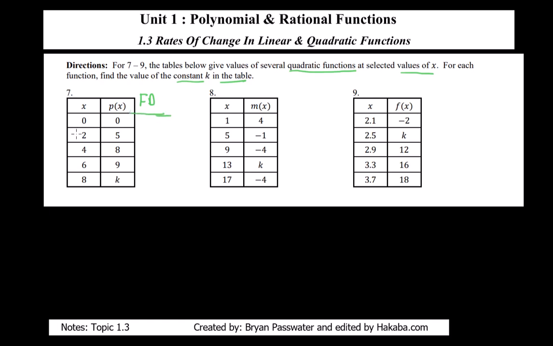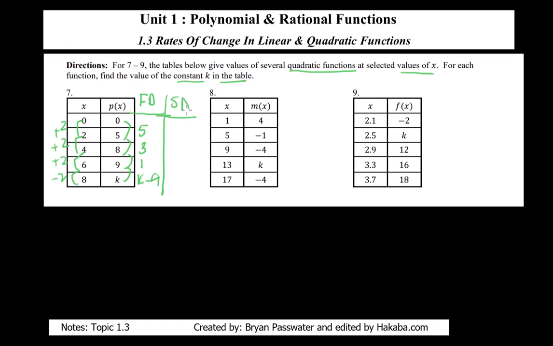So the first difference is, 2 minus 0 is 2, 4 minus 2 is 2, 6 minus 4 is 2, 8 minus 6 is 2. They're all positive 2. Now let's test the difference of y. 5 minus 0 is positive 5. 8 minus 5 is 3. 9 minus 8 is 1. K minus 9 is k minus 9. That's the k that we are looking for.